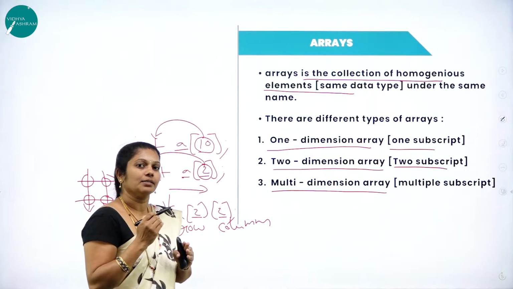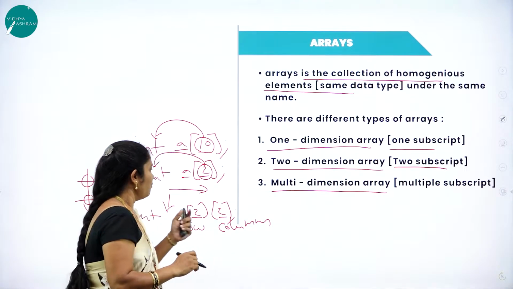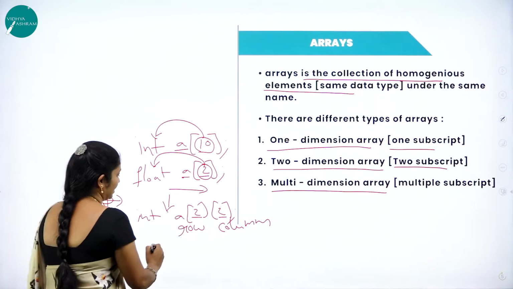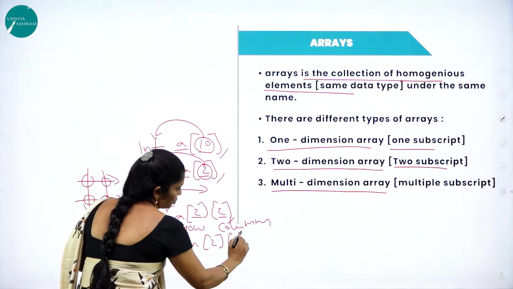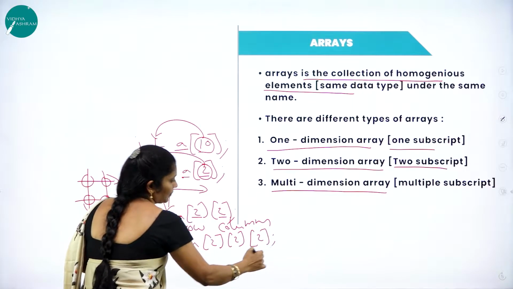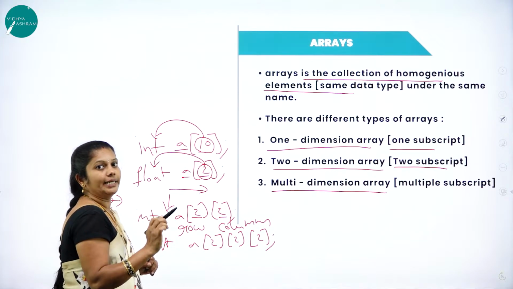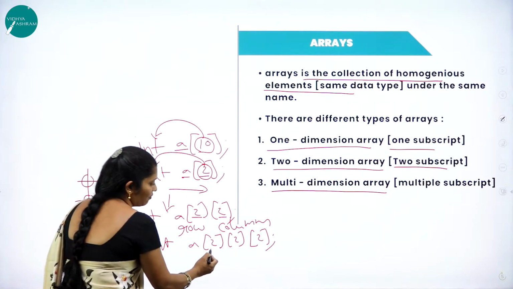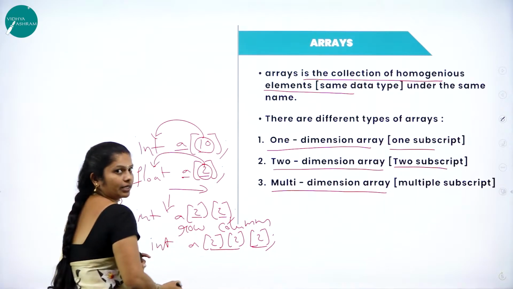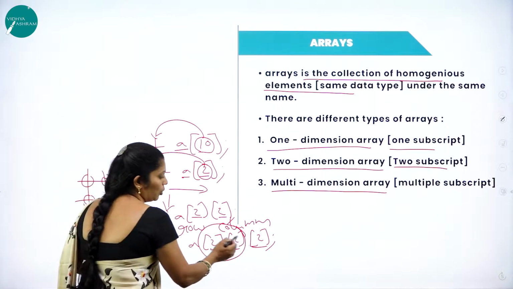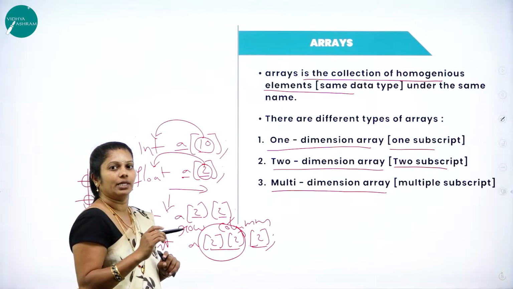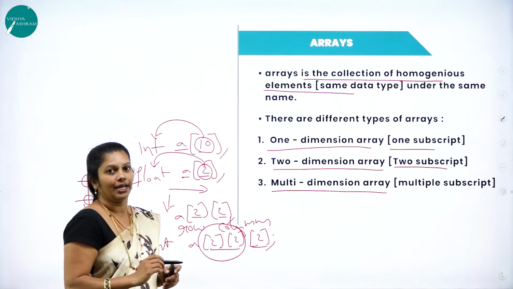Then what do you mean by this multi-dimensional array? If you have more than 2 subscripts, for example, int a of 2:2:2, then it can be called a multi-dimensional array because it has more than 2 subscripts. If you have 2 subscripts, then it is a two-dimensional array. If you have more than 2, then it is called a multi-dimensional array.